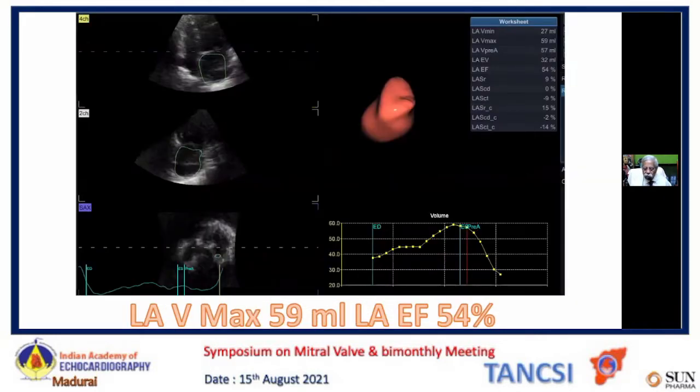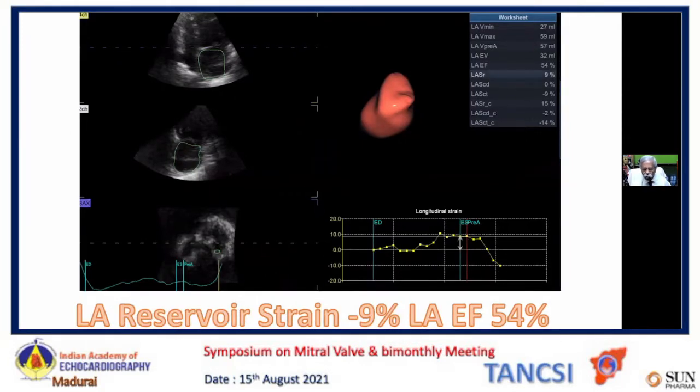Now this is the LA volume max, that is 59 ml, and the LA emptying fraction is 54%. The LA function and the RV function are preserved. But the LA reservoir strain is only -9. This has to be more than 35, whereas in this patient it is only -9.